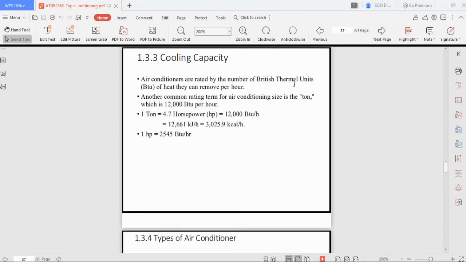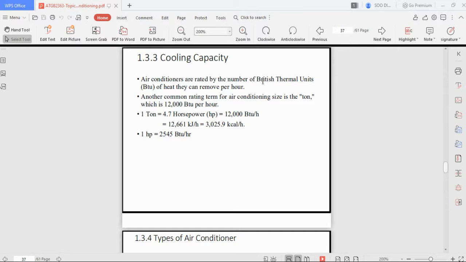For air conditioning, usually if you go to buy air conditioning, the rating will be in terms of tons or HP, which is horsepower. This is to determine how powerful the air conditioning system is.